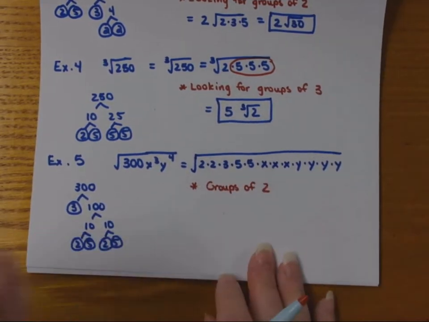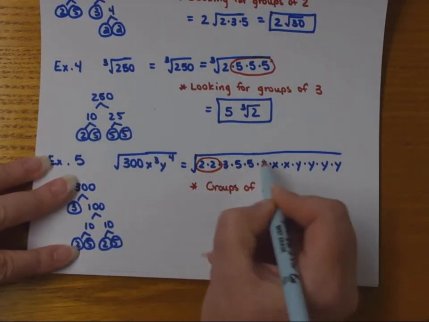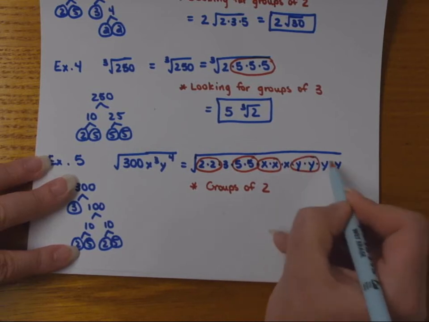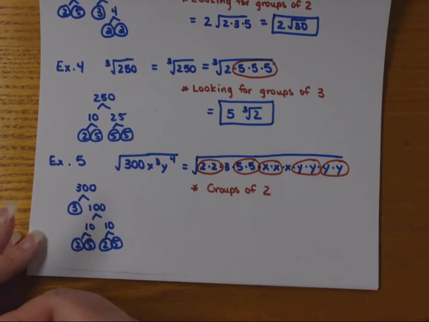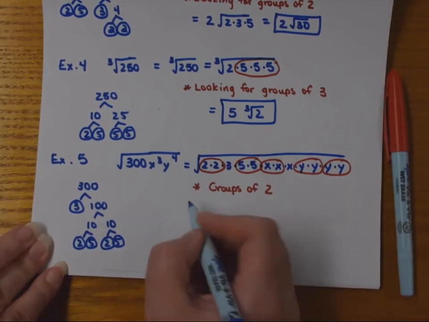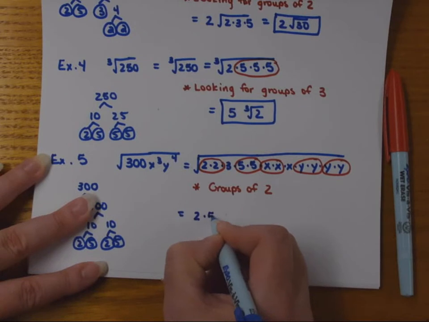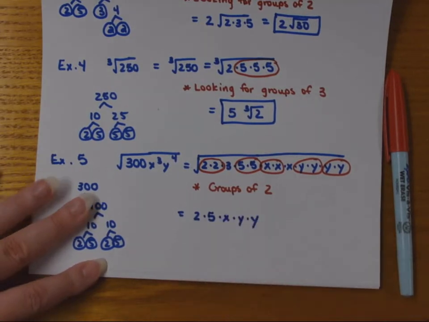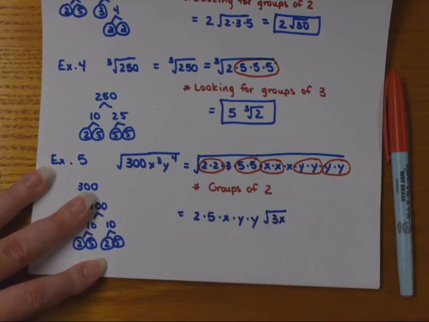Any group of 2 is going to come out. Anything that is not grouped up is going to stay in. So I have a group of 2 here. Here. I have another one there. And then I have 2 more here. Okay, so anything that's part of a group is going to get pulled out, and then we'll mess with it in a minute. So we're going to pull out a 2, a 5, an x, 2 groups of y, right? And then what's going to stay in is a 3 and an x.